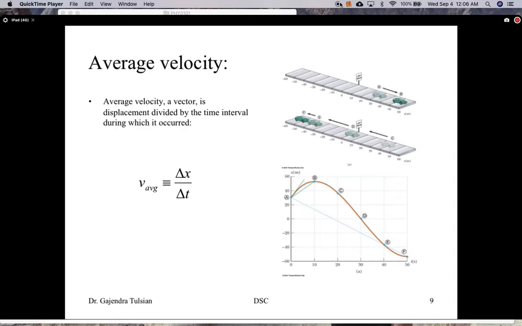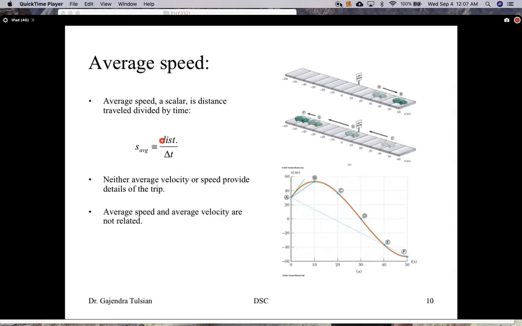One of the things we're interested in is the average velocity. Average velocity is a vector, and it's defined as the displacement divided by the time over which this displacement happened. On the graph, here's position versus time. If you wanted the average velocity between these two times, there's the initial position, there's the final position, it would be the slope of this line. That would be the average velocity. Between this time and that time, the average velocity would be the slope of this line.